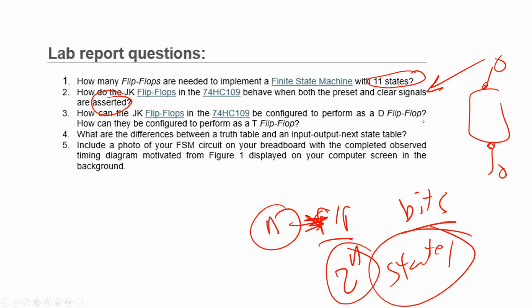Next one, I already answered it. How can you use the JK to make it a D flip-flop? Also, how can you make it a T flip-flop? So think about it. What is the difference between a truth table and an input-output next state table? Actually, they are doing the same thing, by the way. Both of them are describing the behavior of logic circuits, but one for combinational, the other one for sequential.